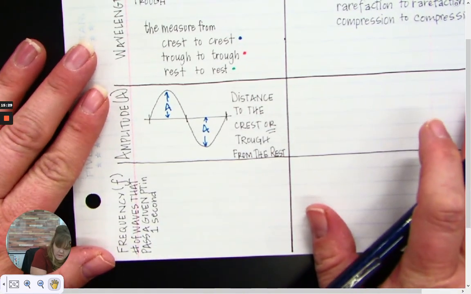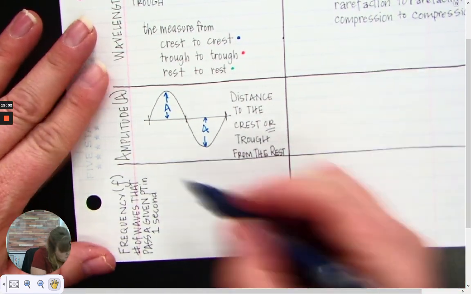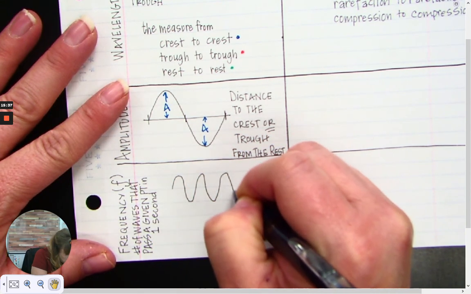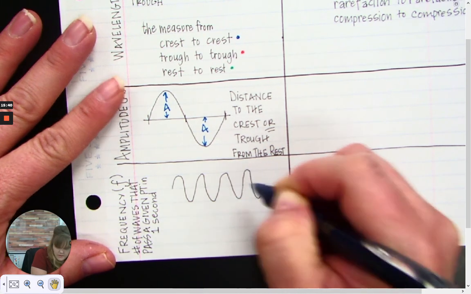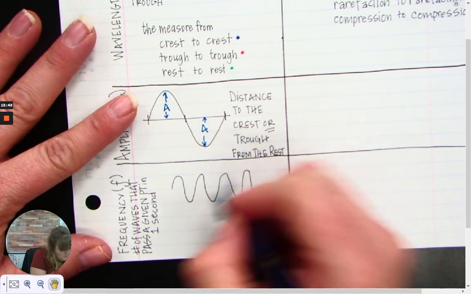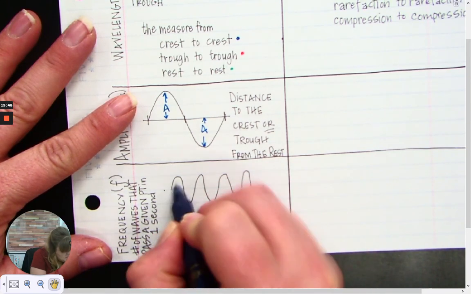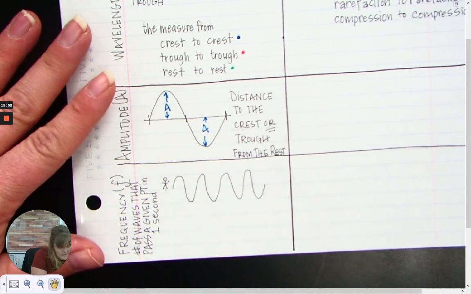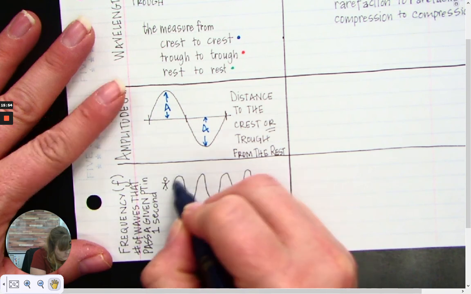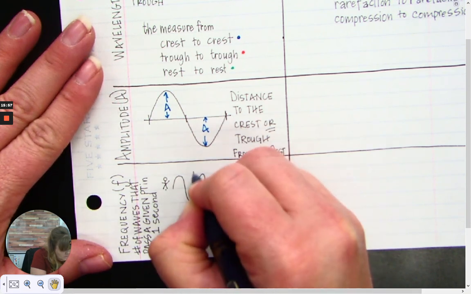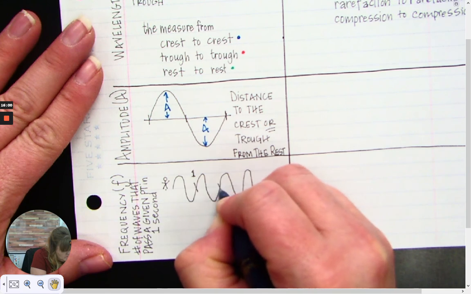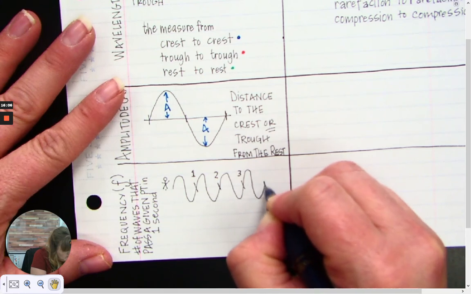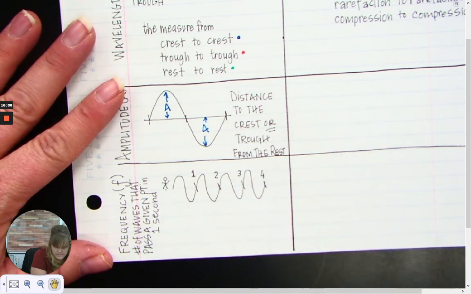So let's go in and do this now. Okay? So let's do this. So I'm going to draw an example. My waves aren't perfect, okay? And for our person standing here, I'm going to count how many waves. Remember, a wave is a crest and a trough. So this would be 1. This would be 2. Crest, trough. 3. Crest, trough. And then this would be 4. Okay?